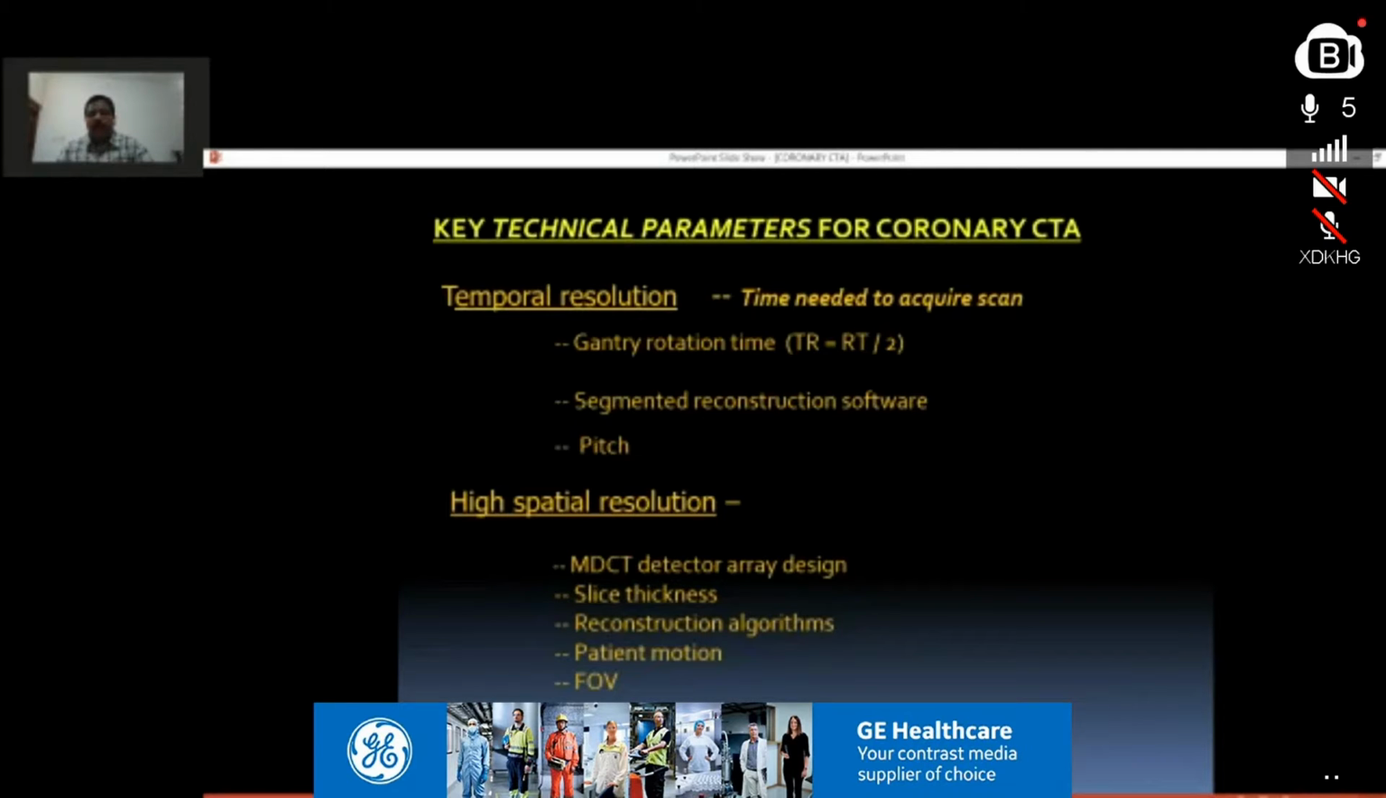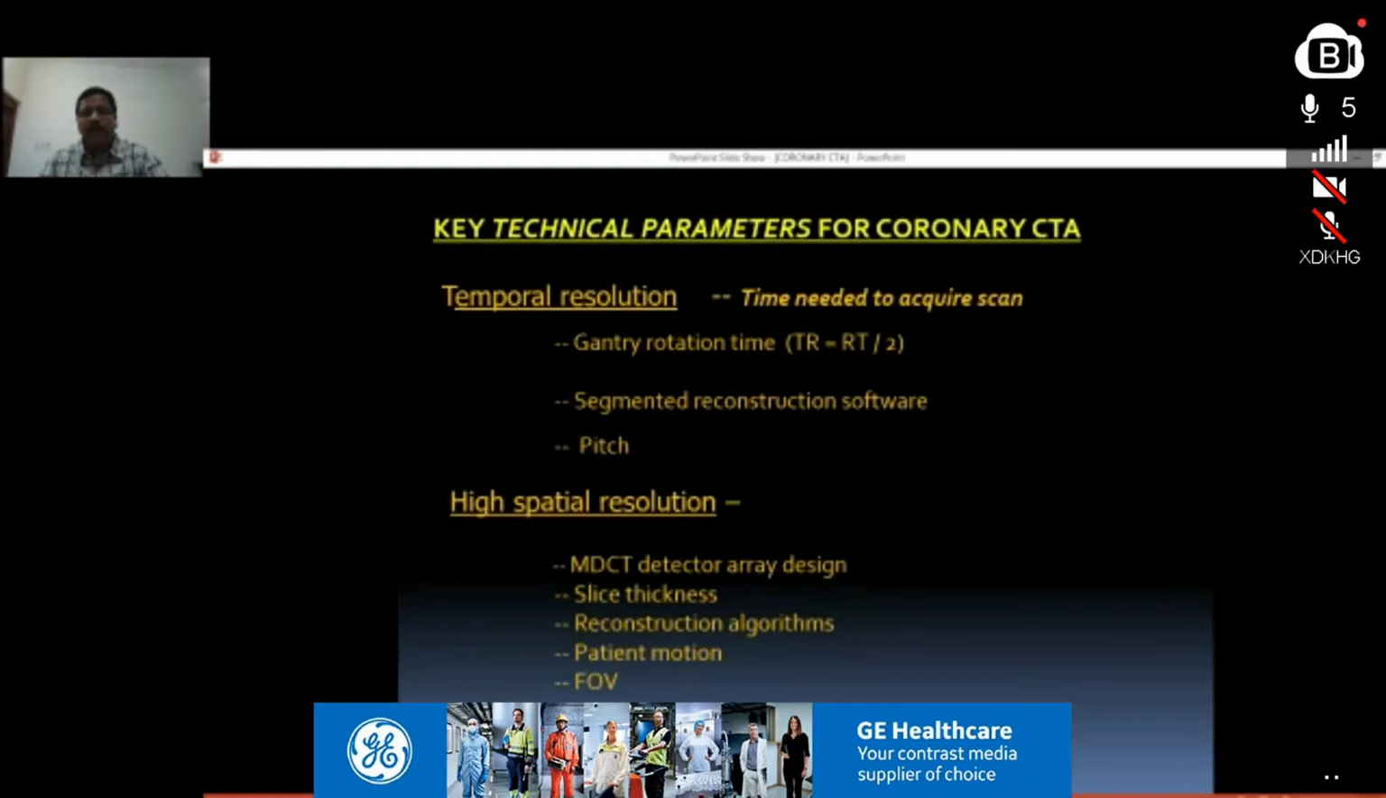Another important way to image coronary arteries has been the segmented reconstruction software, and multi-segment recons are always preferred as they lower the temporal resolution or the time which is needed to acquire a scan. There has been a lot of advent into increasing the scan pitch without losing image resolution.